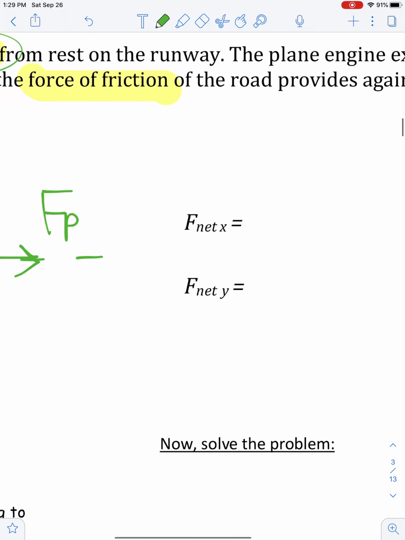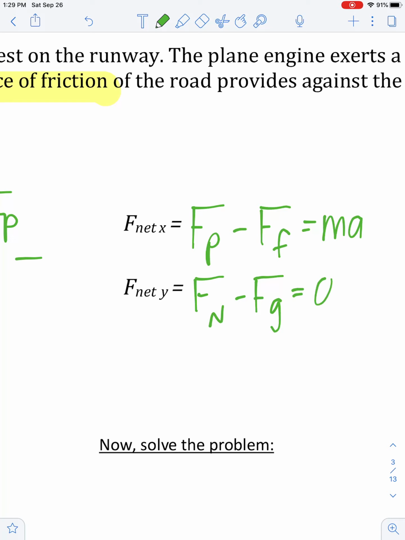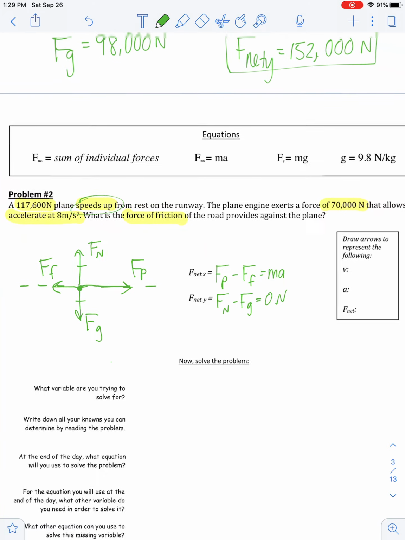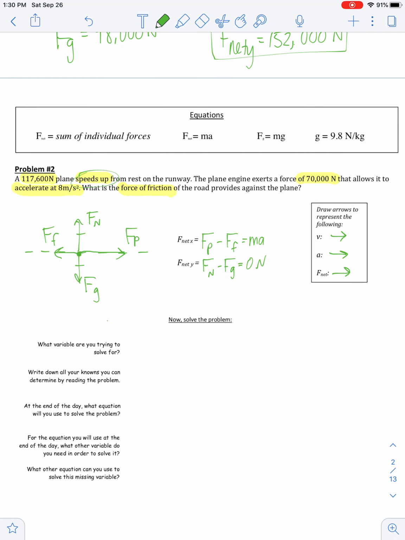So F net X would be FP minus FF is equal to MA. F net Y is normal minus gravity, and this one's equal to 0 newtons because we're not accelerating vertically. We're moving to the right and speeding up, so all of these arrows go to the right. So now solve the problem.